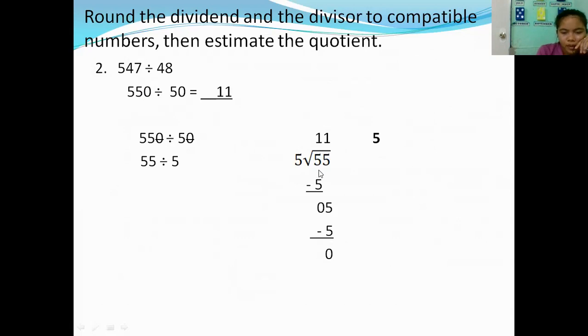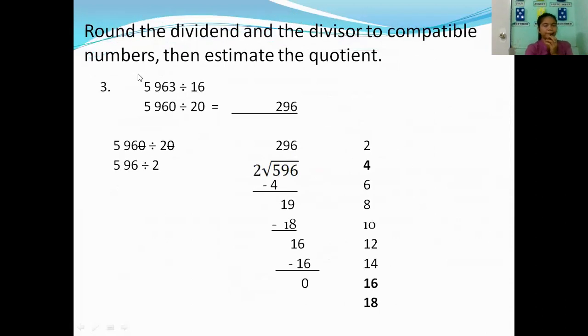So 5 divided by 5 is 1. 1 times 5 is 5, subtract, so 0. Then bring down the next number, 5. 5 divided by 5 is 1. So 5 minus 5 is 0. We have 55 divided by 5 is 11, or I mean the 550 divided by 50 equals 11. We have now the answer of 11, the estimated quotient of this number.